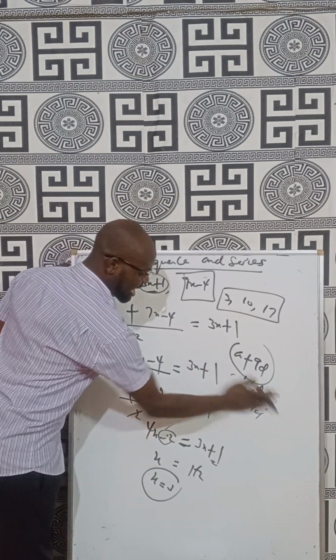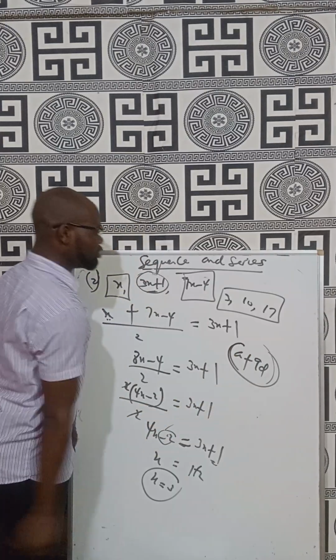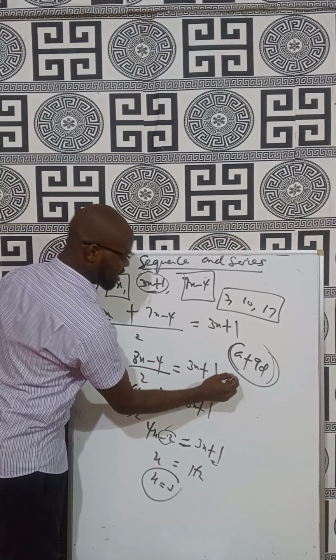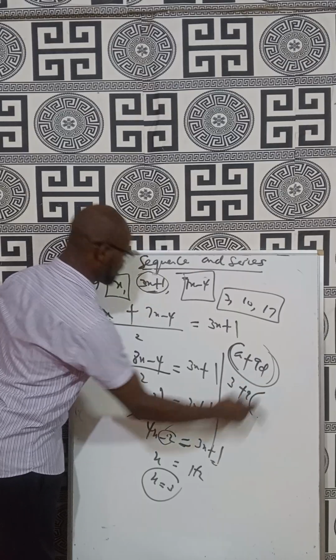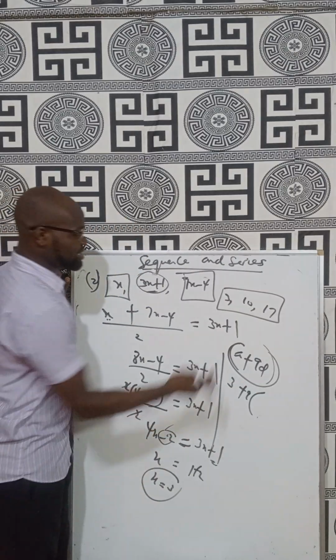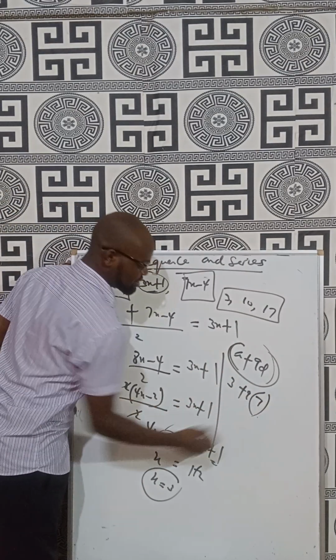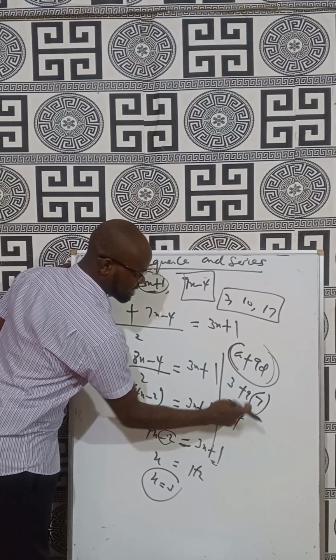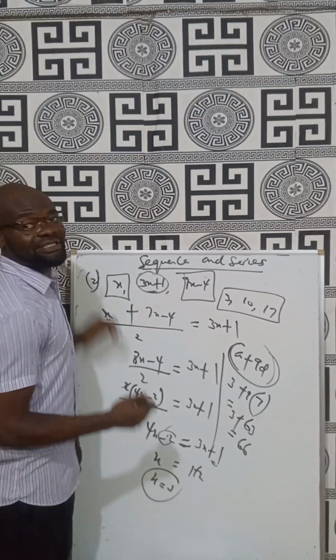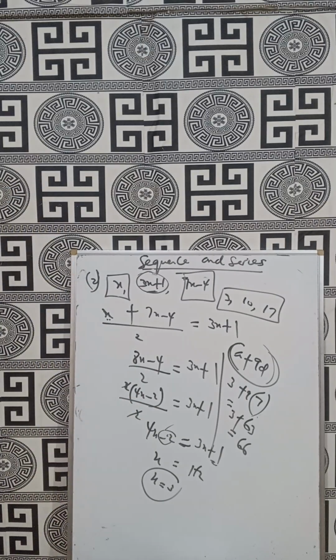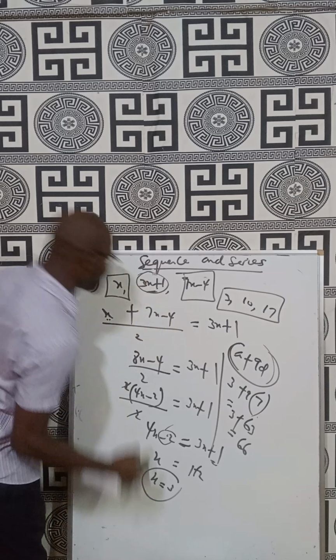So our 10th term is a plus 9d. Our a is 3, so we have 3 plus 9 brackets. Our d is the common difference that we have just gotten, which is 7. So that's 3 plus 9 times 7, which is 63. Added together is 66. So the 10th term is 66. Hope you understand that.